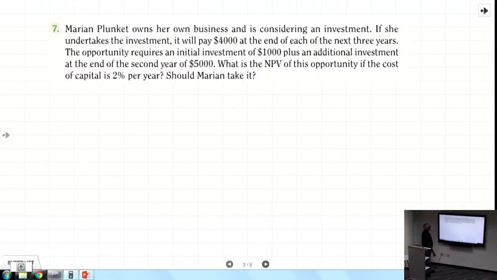Okay, question number 7. Question number 7 is a multi-period model. So what we are going to do is we're going to again draw out timelines. If she undertakes the investment, it will pay 4,000 at the end of the next 3 years. It requires an initial investment of 1,000 plus an additional investment of 5,000 at the end of the second year.